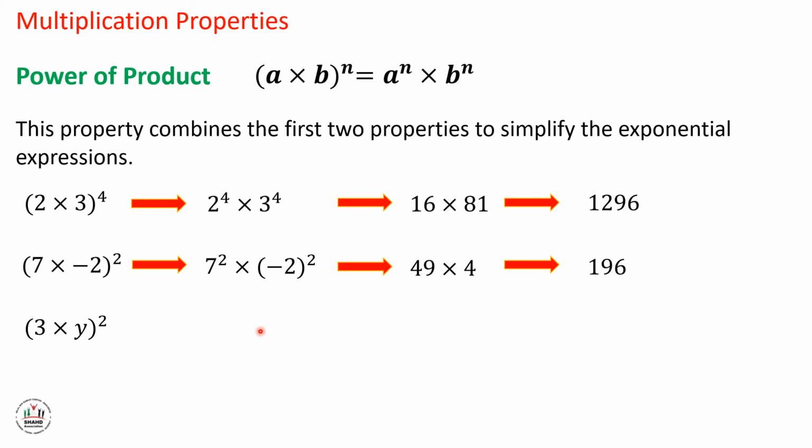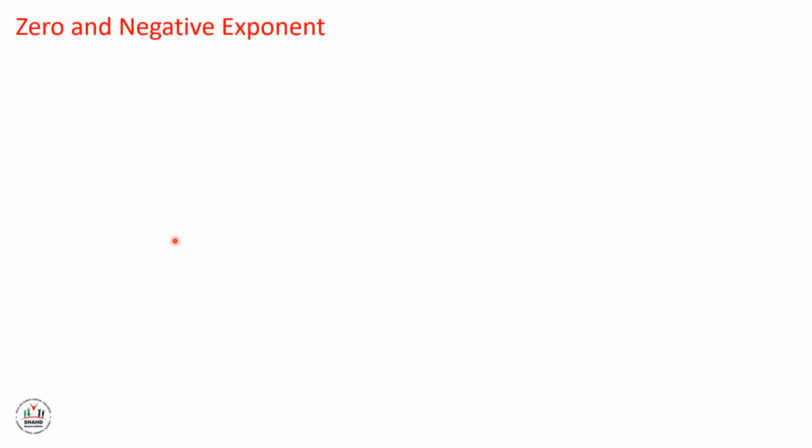So now 3 times y to the power 2. So 3 squared times y squared, which is equal to 9 times y squared. Now 0 and negative exponent. 0 power. شو بصير إذا كان عندنا رقم to the power 0؟ خلينا نبلش نحن برقم عادي 3 power 3. You can use your calculator or your hand rule to get 27. 3 square, this means that 3 times 3 which is equal to 9.